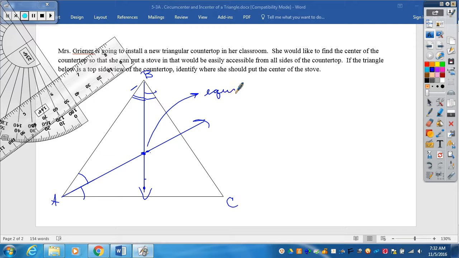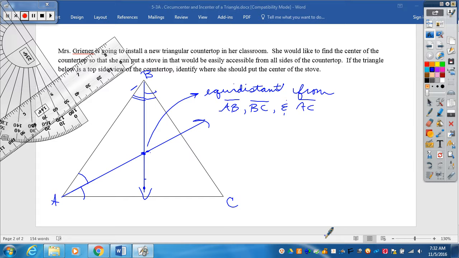Equidistant from AB, BC, and AC. Okay, it's equidistant from all three sides right there.